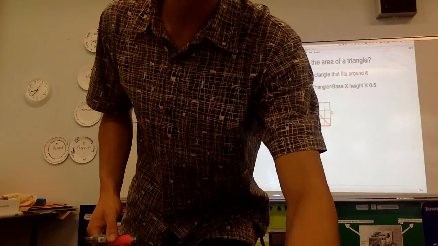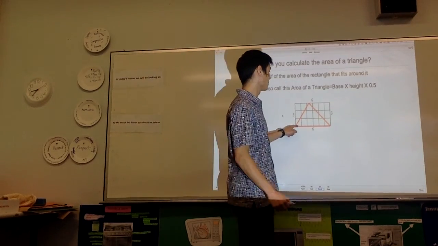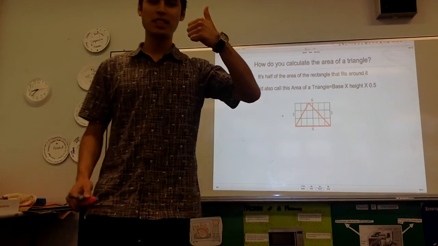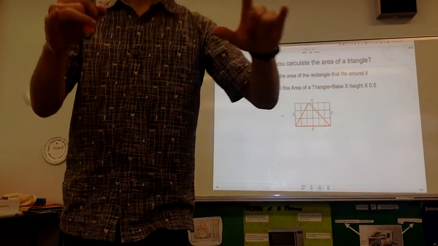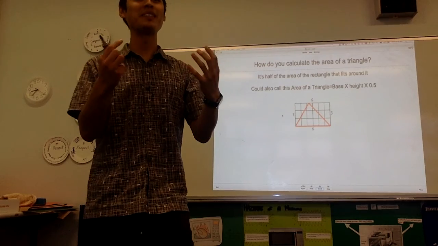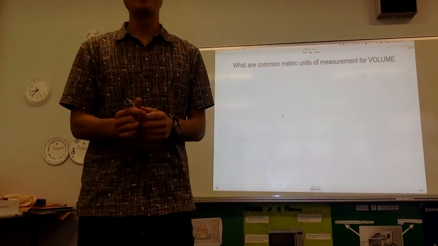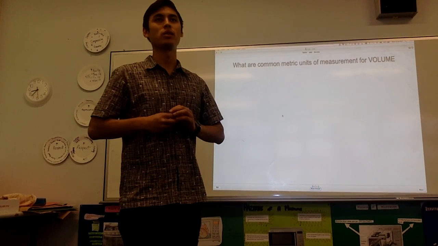You pretty much had that, didn't you, James? Alright, next person. Height times width, triangle takes up half of the rectangle. So next person. Well, you got to wait for the question, because when we wait for the question, then everyone thinks about it, and then one person answers, right? What are the common metric units of measurement for volume, or what are some common metric units?